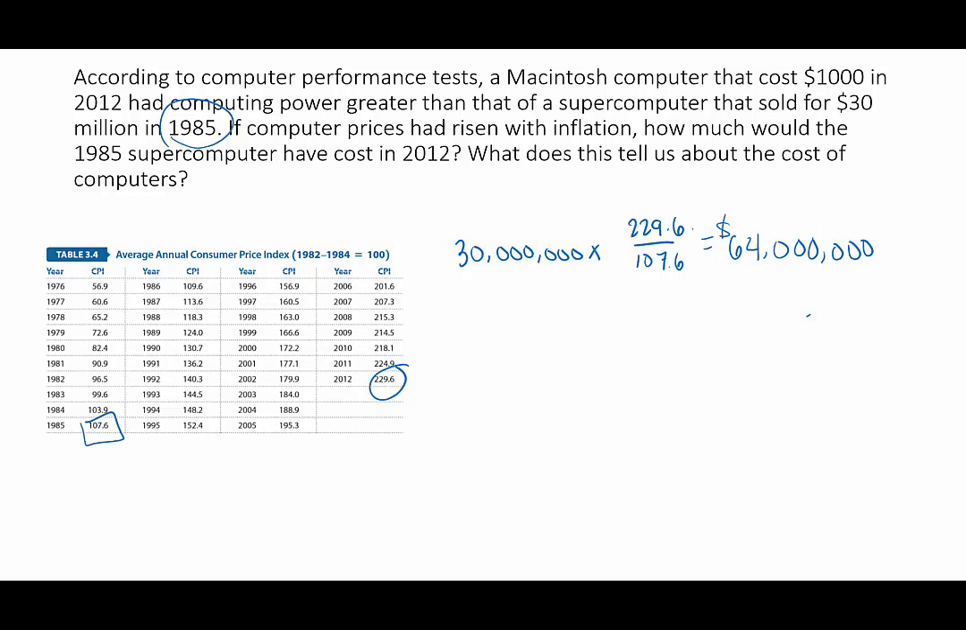What did a computer cost approximately in 2012? $1,000. What does this tell us about the cost of computers? Well, unlike our baseball player friends, the cost of computers has gone way, way down. They have figured out a way to make these much more affordable than what we were looking at in the mid-1980s. These have been examples of CPI and inflation.